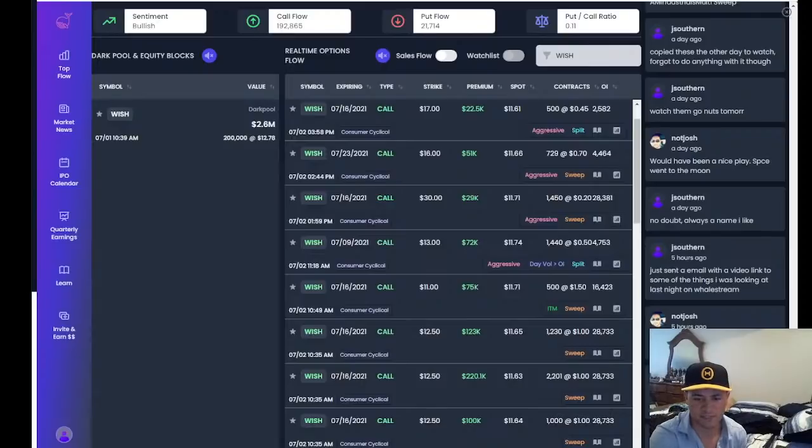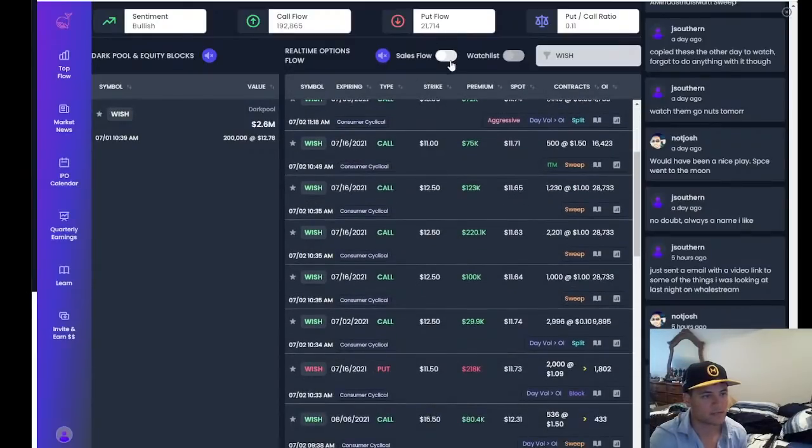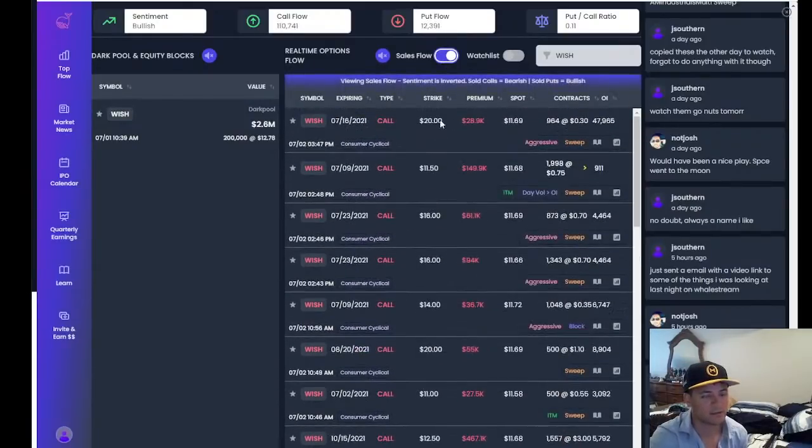Only about 10% in the money on the Wish 18 call. This Wish 18 call is like 70% out of the money. I think you made a mistake. And then if we go to sales flow, okay, we have somebody selling the call at $20 when the stock is $11.69. So at $20, they switch to becoming bearish.